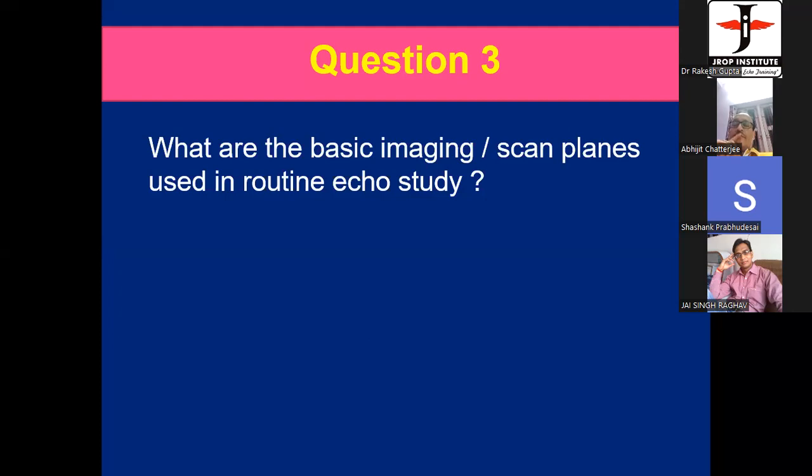We'll start one by one. From parasternal, which views will you do? Parasternal long axis view and short axis view, and also RV, RA inflow view. Then apical window? Apical four chamber view, apical three chamber view, and also two chamber view. And apical five chamber view, including RV, RA focus view.